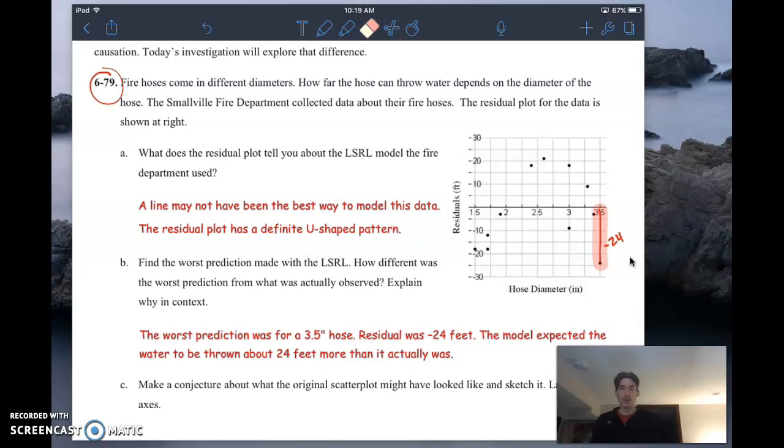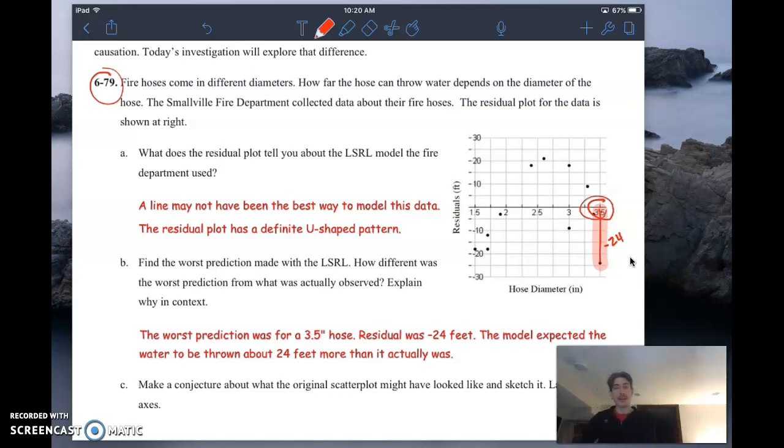The worst prediction was for a 3.5-inch fire hose, right? And that 3.5 inches came from that measurement right there. That's the size or the diameter of that fire hose. And it was 24 feet off, right? And specifically, it was 24 feet off in a situation that could be pretty significant, right? It was under. The model expected the water to be thrown 24 feet more than it actually was.